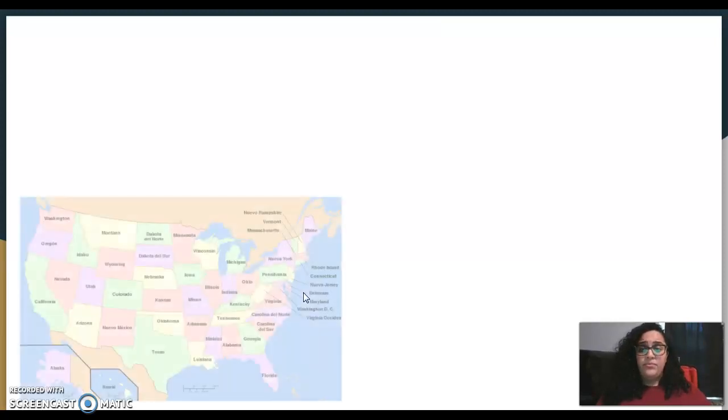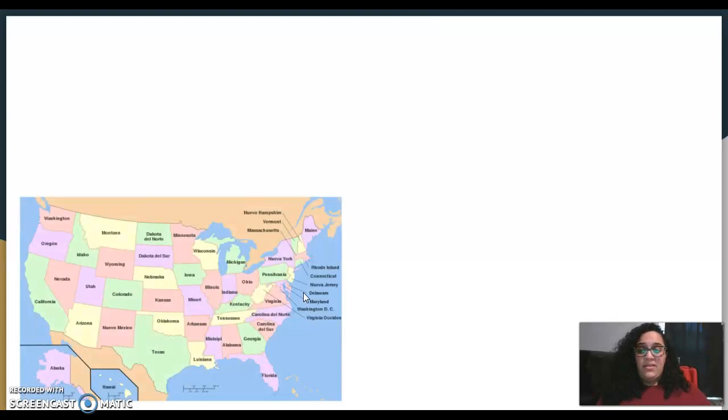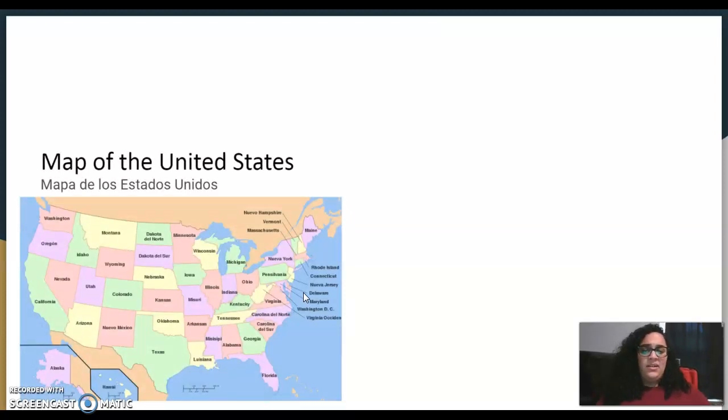So, something that we need to know about maps is that there isn't just one kind of map. There's different types of maps, and they all look different. For example, we have this map, and this is the map of the United States. If you didn't know, this is New York, this purple thing right here. And in New York is where we are. We live there.